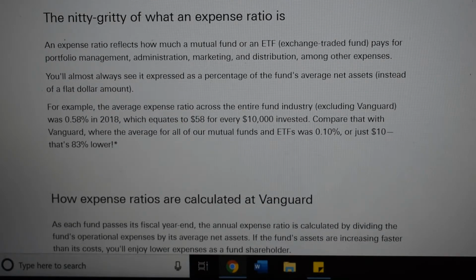The nitty-gritty of what an expense ratio is. An expense ratio reflects how much a mutual fund or an ETF pays for portfolio management, administration, marketing, and distribution, among other expenses. You almost always see it expressed as a percentage of the fund's average net assets. For example, okay, and it just says how much cheaper it is to invest with Vanguard.